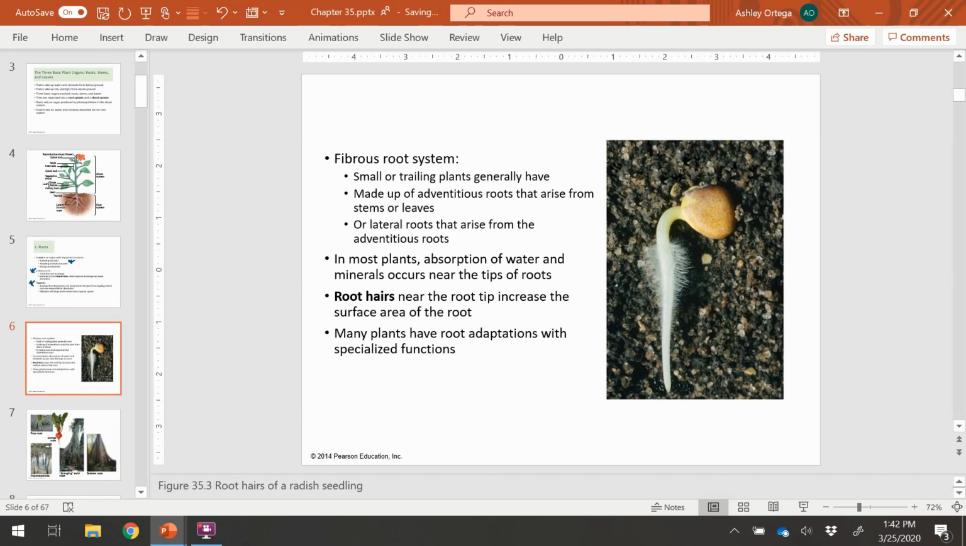Right, for fibrous roots, they have a bunch of small networking roots that are not connected by a large central root. So they have lateral roots that arise from what we call adventitious roots, which is right here.